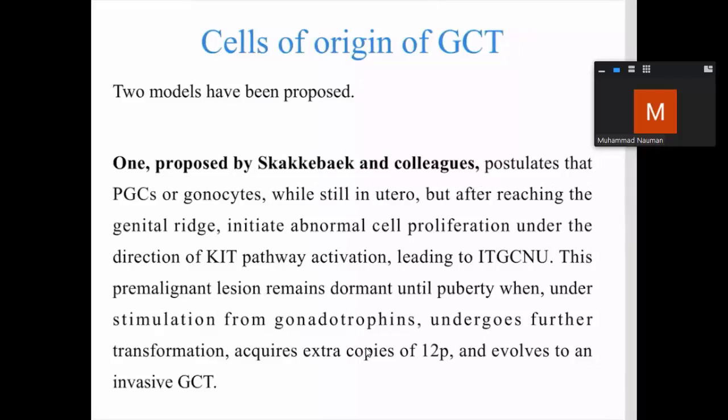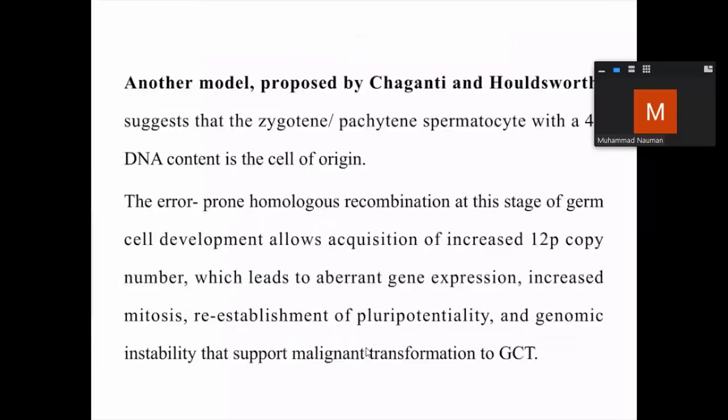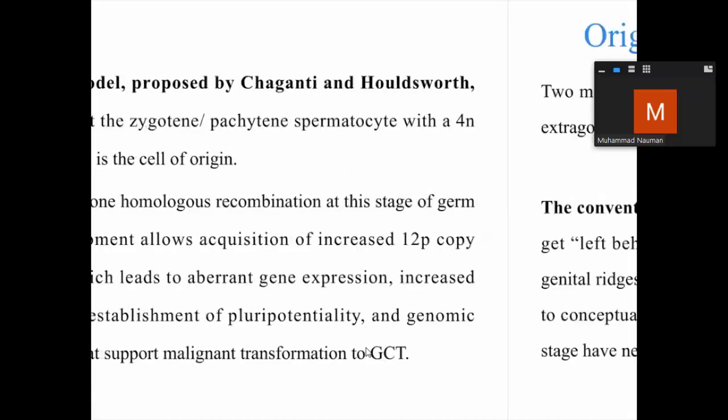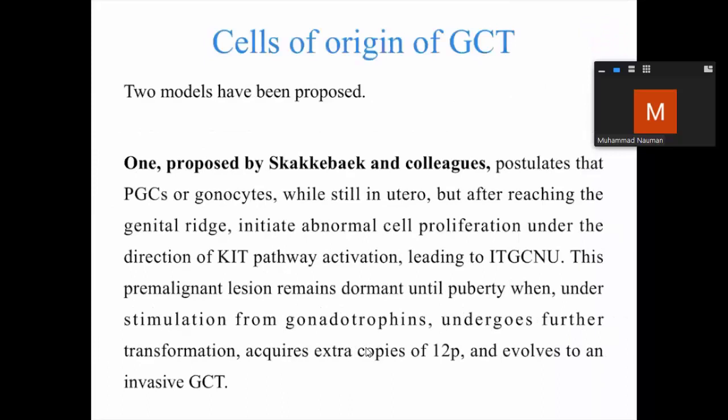This is one hypothesis. Another model, proposed by Shankati and Halford, suggests that the zygotene/pachytene spermatocyte with 4n DNA content is the cell of origin. The error-prone homologous recombination at this stage of germ cell development leads to acquisition of increased 12p copy number, which leads to aberrant gene expression, increased mitosis, re-establishment of pluripotency, and genomic instability that supports the malignant transformation of germ cell tumor. So, Noman, you want to say that the potential to become an invasive germ cell tumor later in life, the information is actually there in utero. Yes, sir, in utero. According to this model, the information is in utero.